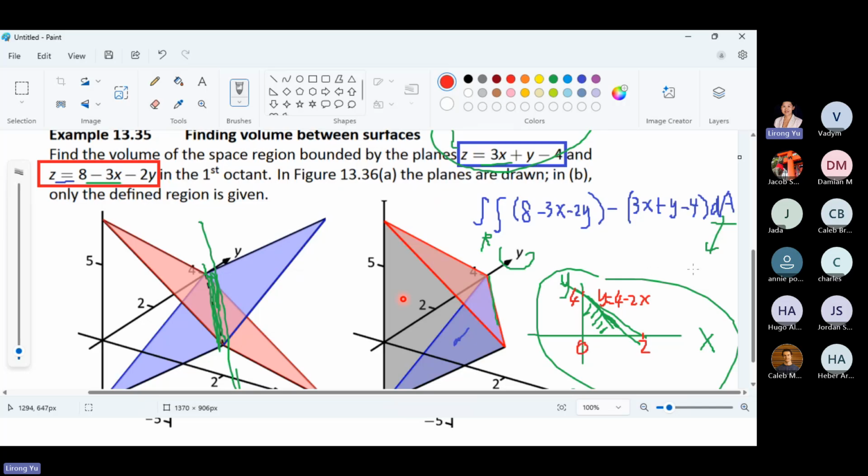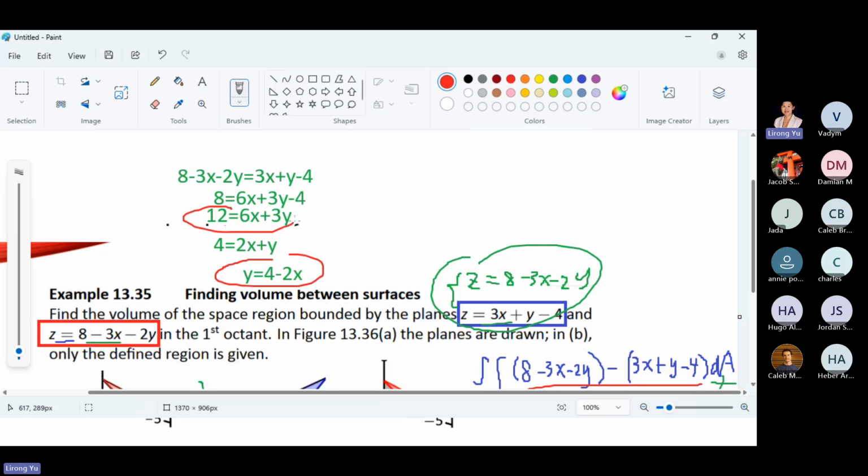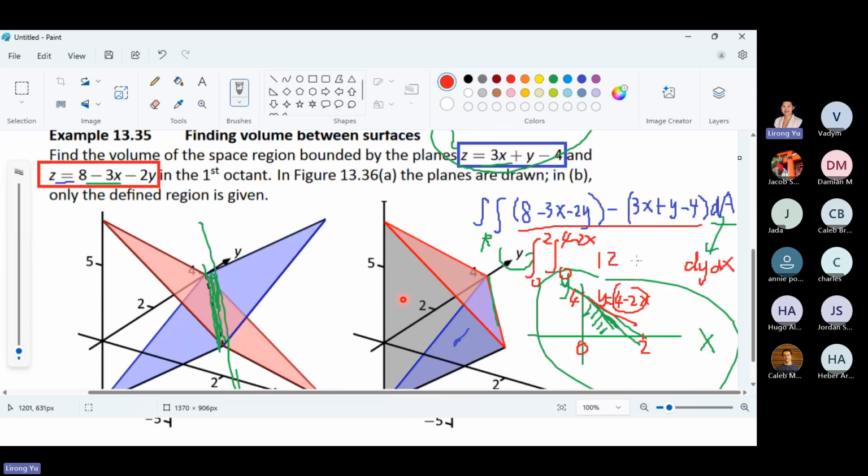So we can go dy dx, and here x is from 0 to 2. The y is from 0 to the top edge of the triangle, 4 minus 2x. So that's an analysis that we might talk through about identifying the proper integration region for the volume calculation. And for the rest, we simplify this into 12. All these calculations are not for nothing. You move it over, it's 12 minus 6x and then minus 3y.